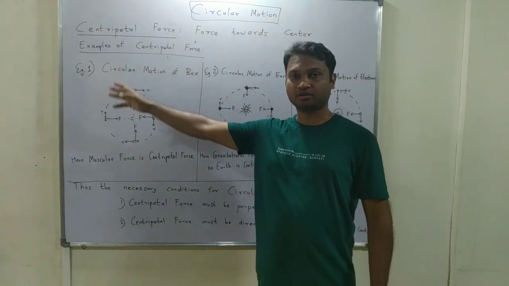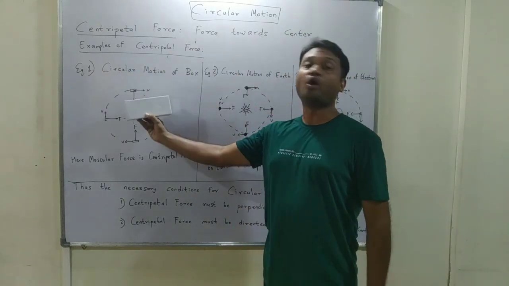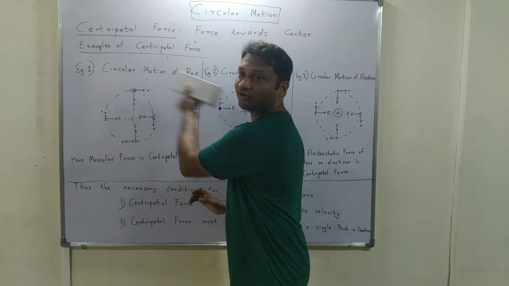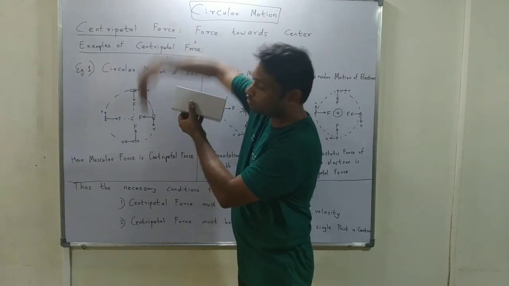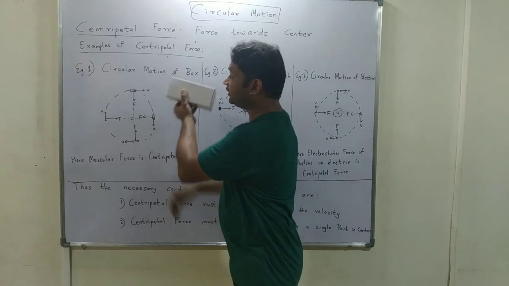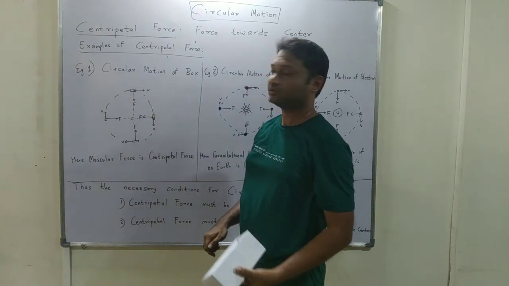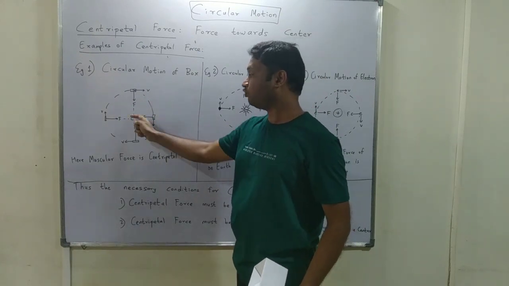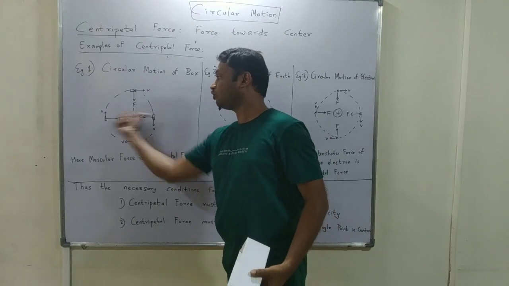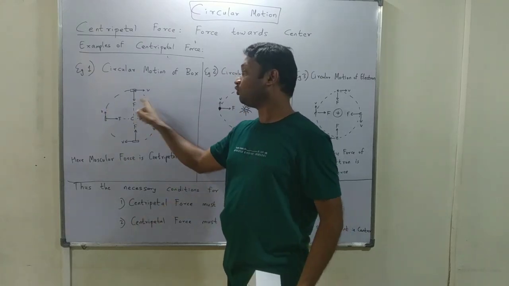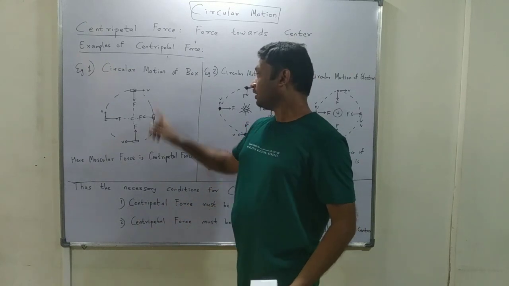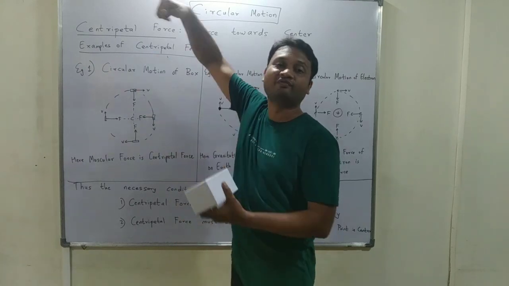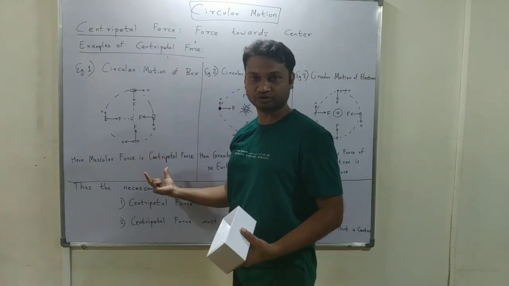Examples of centripetal force. The first example is of the box. The motion of the box was in this direction. The velocity of box is in this direction. The muscular force of the hand is in this direction. The velocity and the muscular force are perpendicular. If we see carefully, force is perpendicular to velocity. At each and every point, force is perpendicular to the velocity. Hence, the box moves in circular motion. Here, the muscular force of the hand acts as centripetal force.